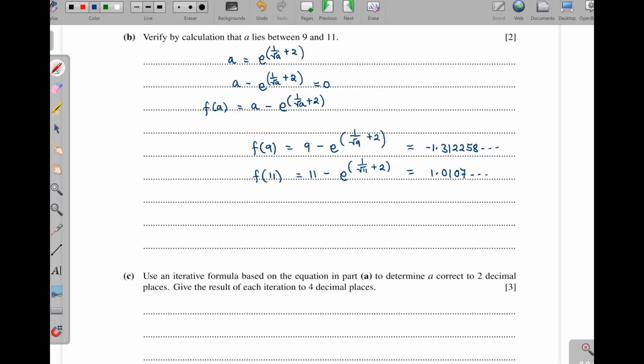Now, since there is the change of sign here, I need to conclude. Don't just leave it there. So you say, since there is a change of sign between f of 9 and f of 11, therefore you just write this statement here: a lies between 9 and 11, as simple as that.